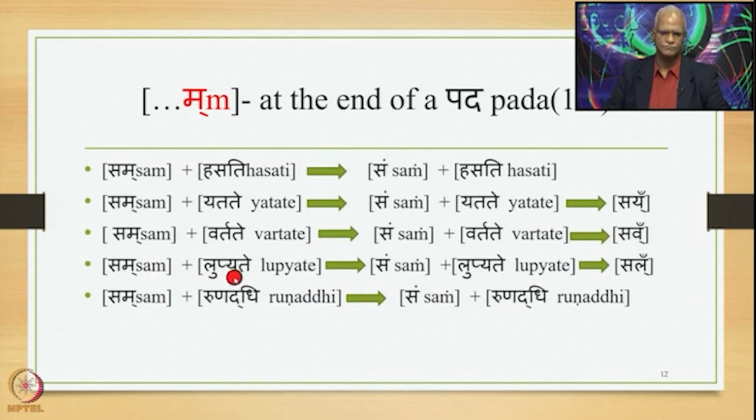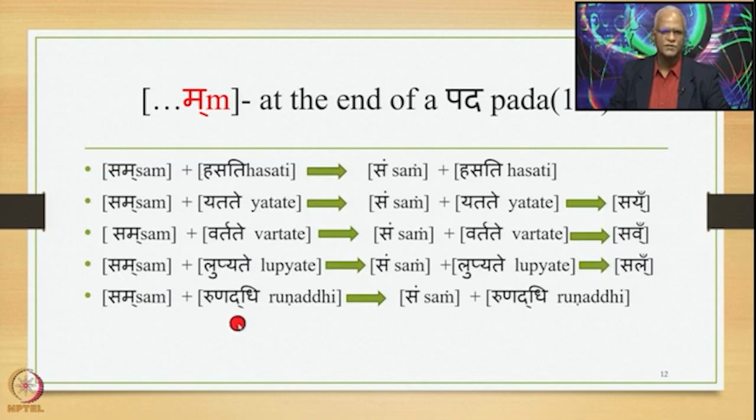plus lupyate. Once again ma at the end of a pada followed by a consonant hal, and so 8323 applies and substitutes this ma by an anuswara, sam and lupyate. And then vapadantasya 8459 applies and substitutes this anuswara by the nasal parasavarna optionally. So you have san lupyate and optionally also sam lupyate. So both these forms will be generated by vapadantasya.